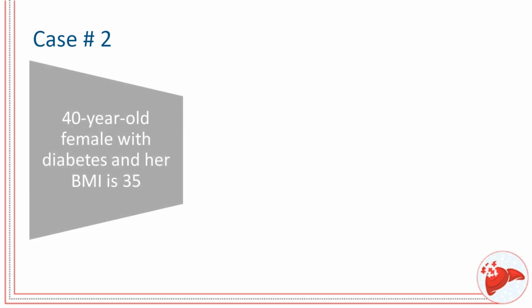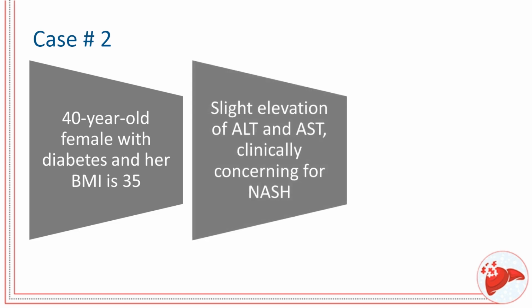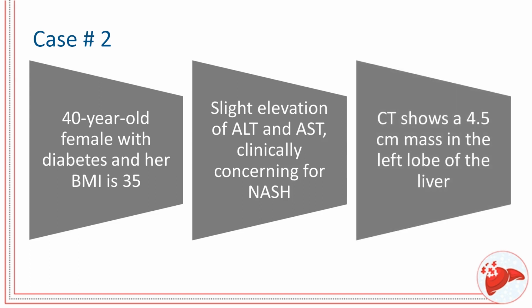Let's look at case number 2. This is a 40-year-old female with a history of diabetes, and her BMI is high. Her ALT and AST are slightly elevated, and clinically, they think she has NASH. CT shows a 4.5 centimeter mass in the left lobe of the liver, and a biopsy is performed.